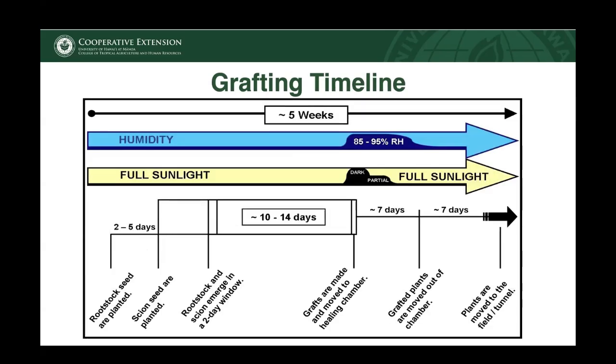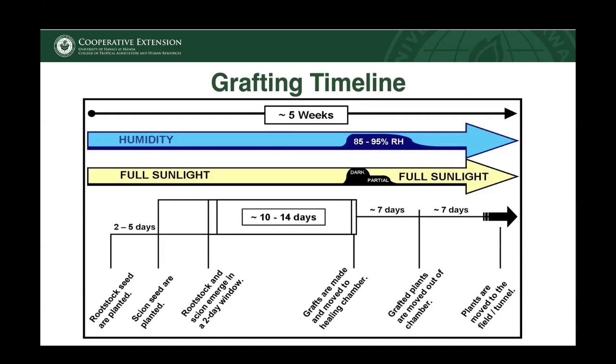And then this is kind of a timeline for seedling grafting. And so you plant your rootstock seeds, then 2 to 5 days later your scions are planted. The seeds for your scions are planted, and then both your rootstock and scions will emerge. And then 10 to 14 days later, depending on the crop that you're growing, you make your grafts and then move them to your healing chamber, where you exclude light.